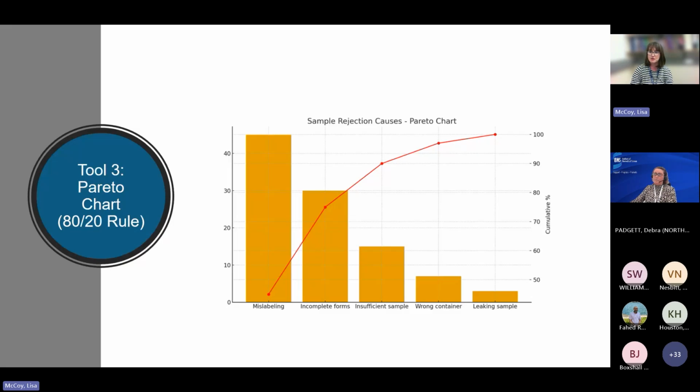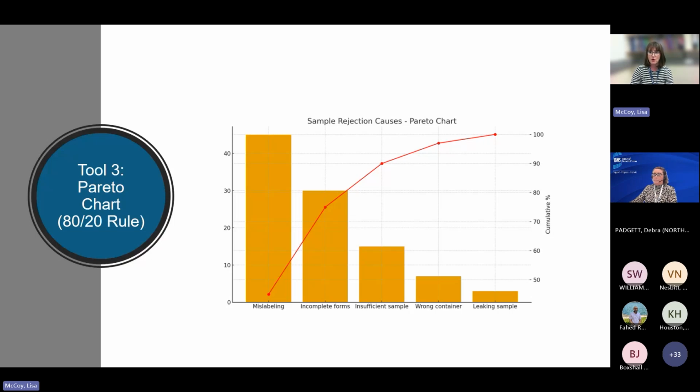And using a Pareto chart helps teams concentrate their improvement efforts on the factors that have the greatest impact. It also helps teams explain the rationale for focusing on certain areas and not others. So in this example, how do we actually read the chart?